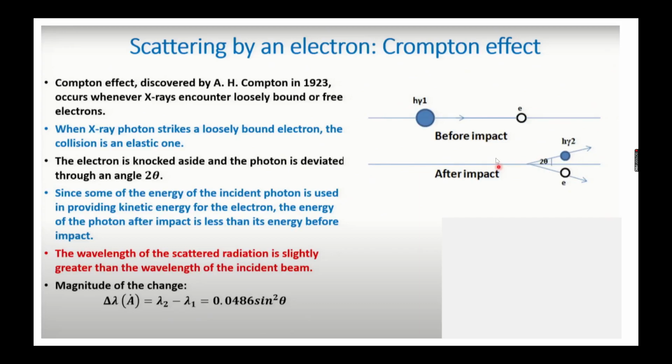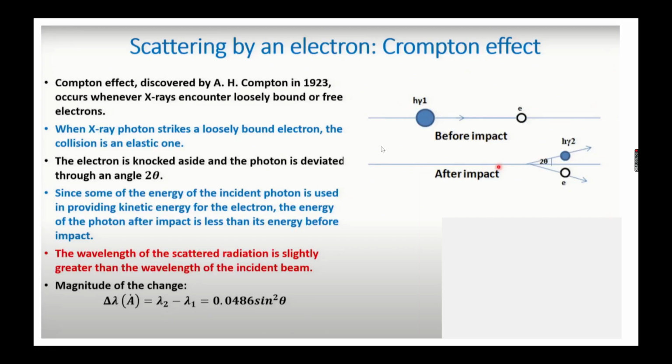The energy of the photon after impact is less than its energy before impact, which is obvious because its energy has been transmitted to the electron to knock it aside. So the wavelength of the scattered radiation is slightly greater than the wavelength of the incident beam, and this gives a relation: delta lambda equals lambda 2 minus lambda 1.